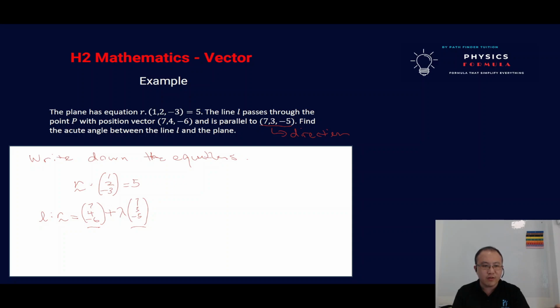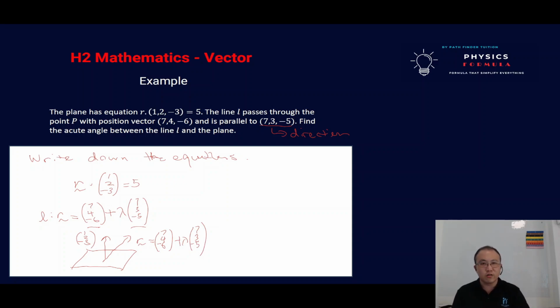And from there, we are supposed to find the acute angle between the line L and the plane. If let's say at this point you are confused, my suggestion is why not we draw the diagram first. Let's sketch it out here. This will have to be the plane. The plane will have a normal vector, and this normal vector has a direction of (1, 2, minus 3). Then we're going to draw the line as well. So this is my line, and this line has a direction of (7, 3, minus 5). So this is r equals (7, 4, minus 6) plus lambda (7, 3, minus 5).